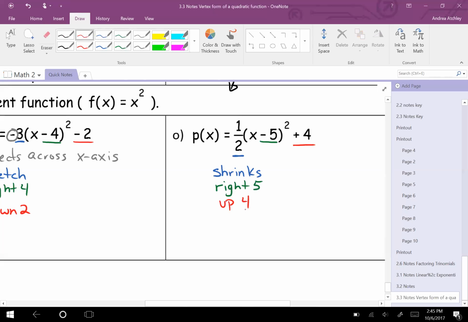Okay, your homework is the next 2 pages in your packet. Make sure you're checking it's 3-3.